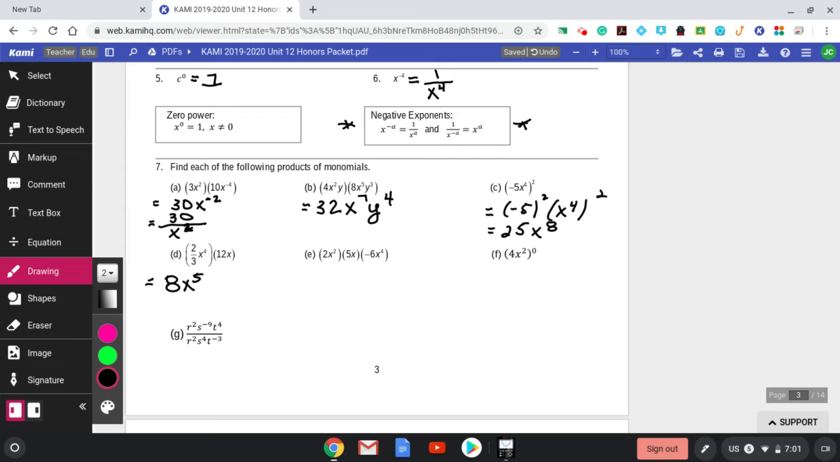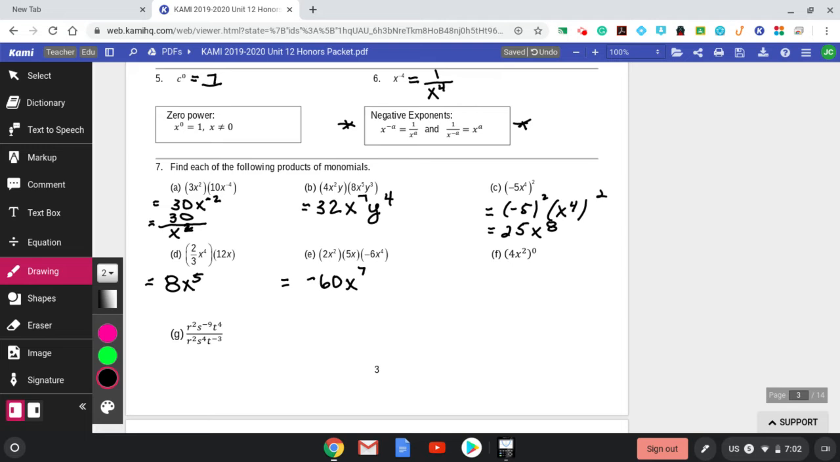Here we go. Let's multiply across. 2 times 5 times -6. That gives me -60. X, add the exponents. 2 plus 1 plus 4. So that gives me 7. Okay, no negative. The -60 is fine. I just can't have a negative exponent. All right, let's keep trucking.